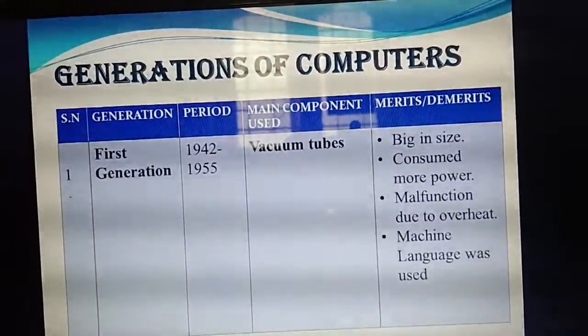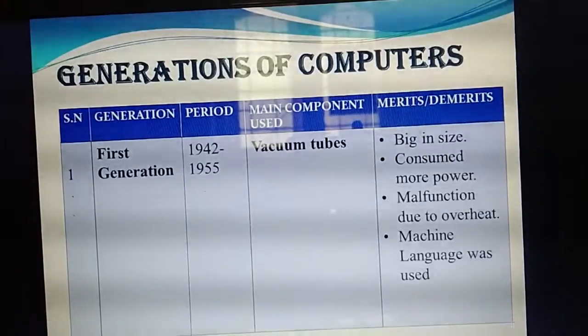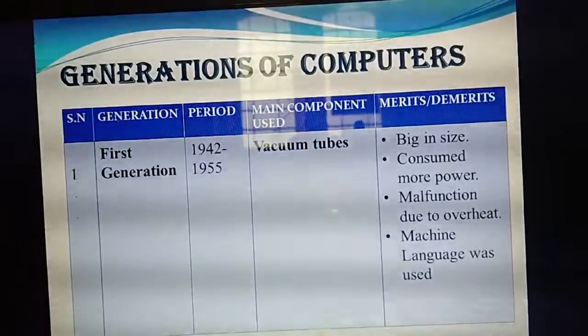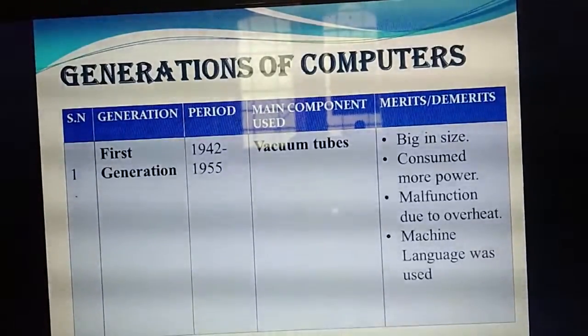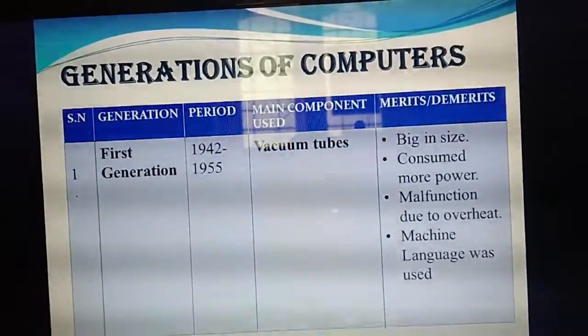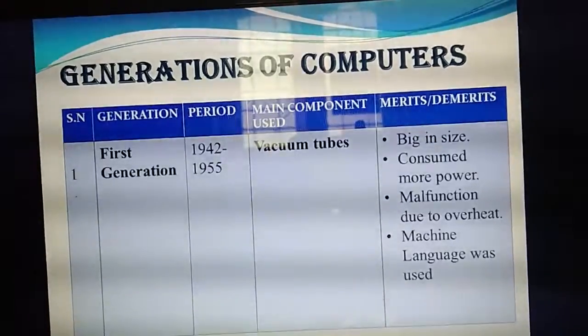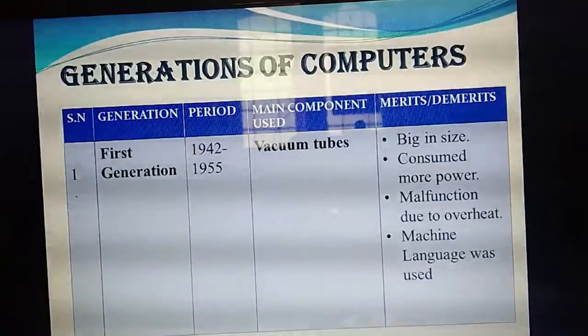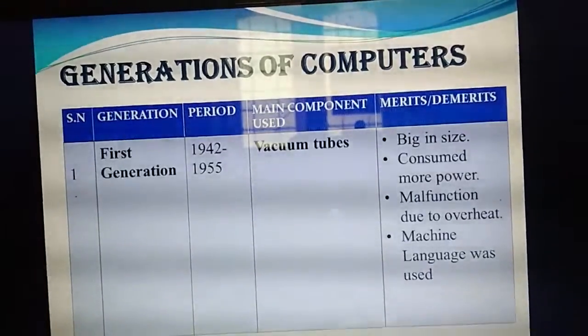Okay, yes, I am explaining once more. Perhaps it is not visible. First generation. Which period did they use? 1942 to 1955. Which component did they use in the first generation? Vacuum tubes. Next you need to write the column merits and demerits.